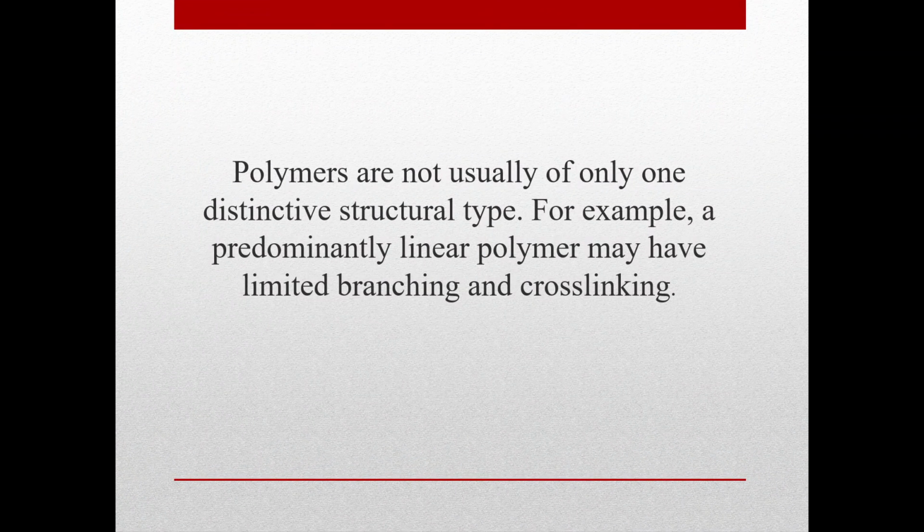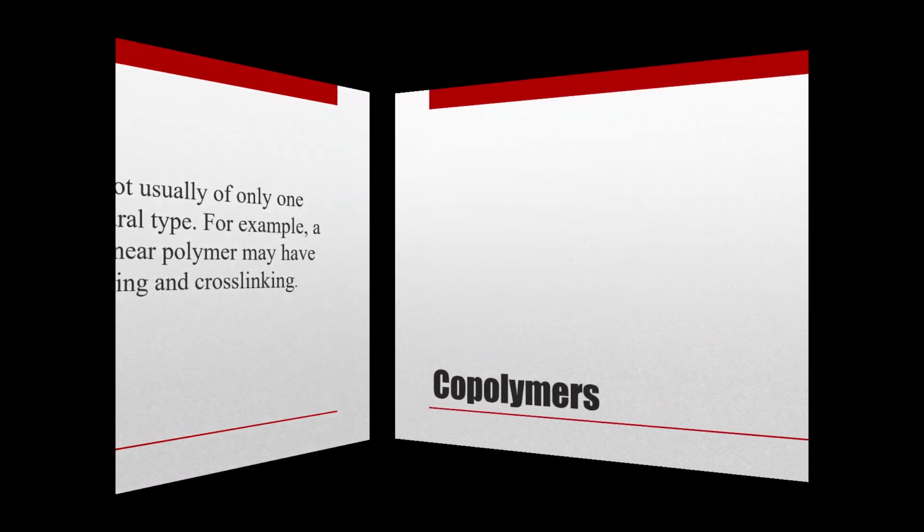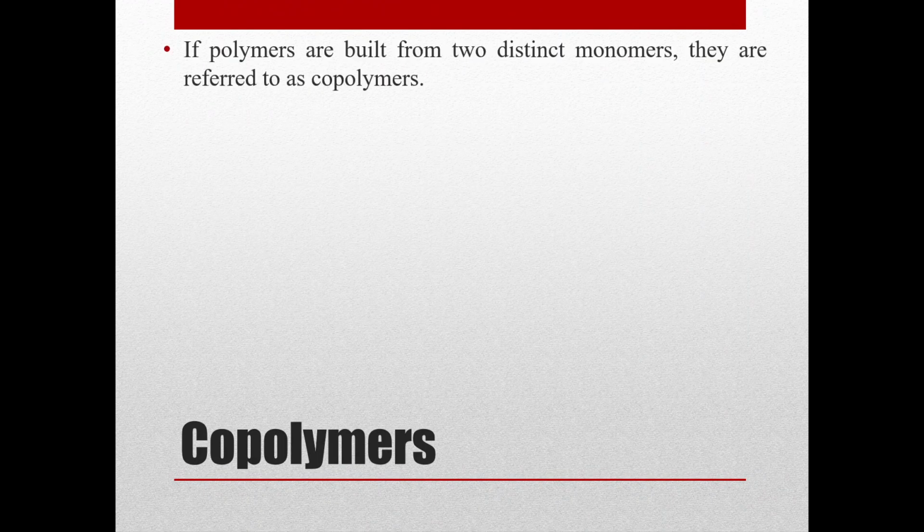So one can imagine that polymers are not usually of only one distinctive structural type. For example, a predominantly linear polymer may have limited branching and cross-linking within the structure. So majorly it will be linear, but there will be some limited amount of branching or sometimes cross-linking between the molecular chains. So with this we come to the copolymers.